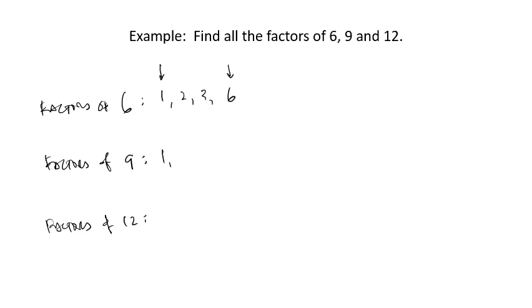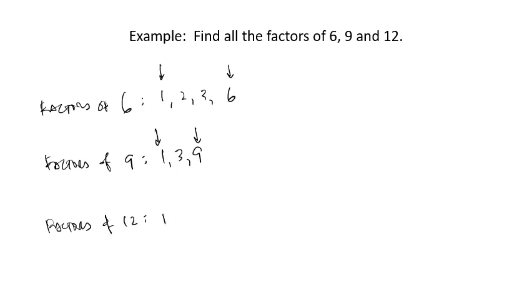1 divides, 2 doesn't, 3 divides, 4 doesn't, 5 doesn't, no for 6, no 7, no 8, no 9, and then, I'm sorry, yes for 9. I got ahead of myself there. So 9 works. So 1 works, 9 works, and then 3 in between.